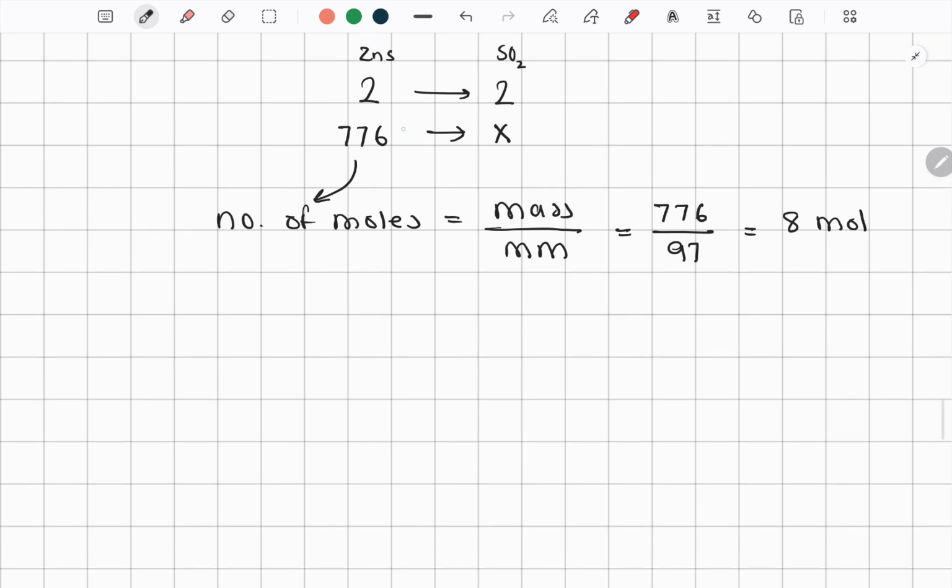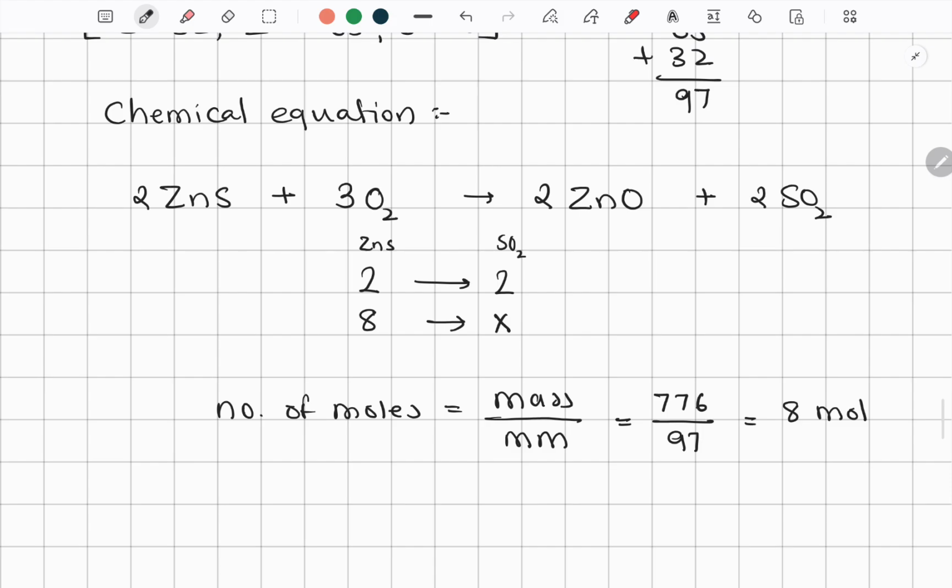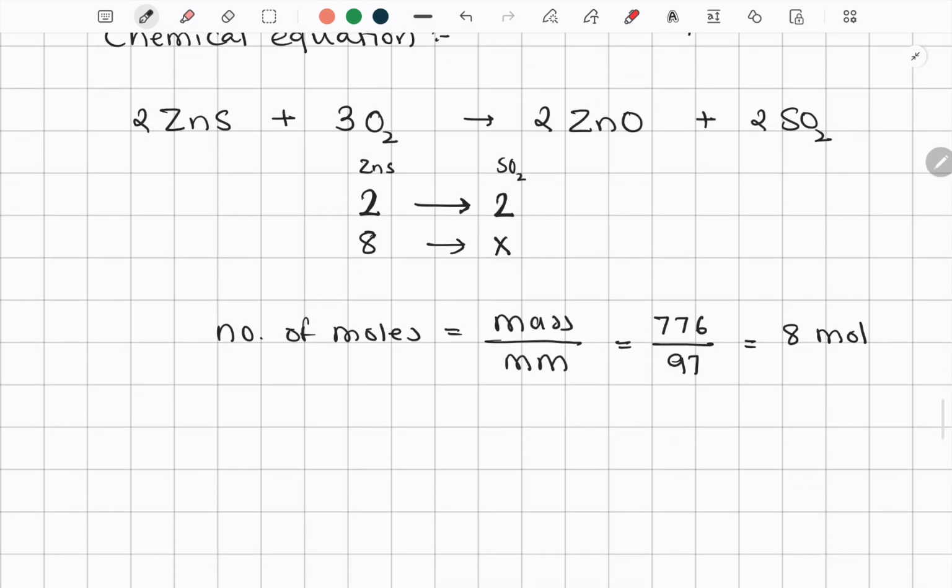Correct? Perfect. So in place of 776, what am I going to do? I am going to substitute it as 8 moles. Definitely, 776 gram is nothing but 8 moles. So if 2 moles of zinc sulfide gives me 2 moles of sulfur dioxide, that means 8 moles of zinc sulfide will give me x moles of sulfur dioxide. So x will be equal to 2 into 8 divided by 2, which is equal to 8.